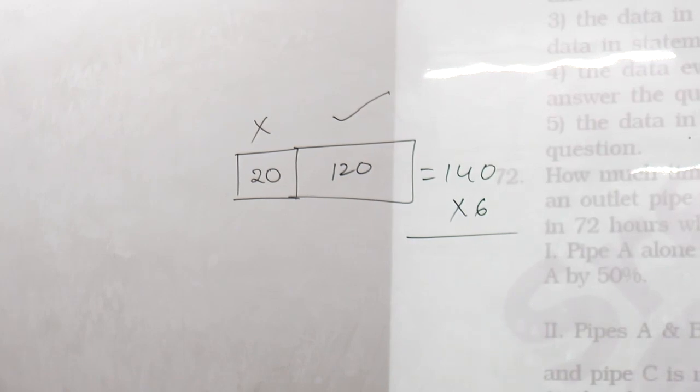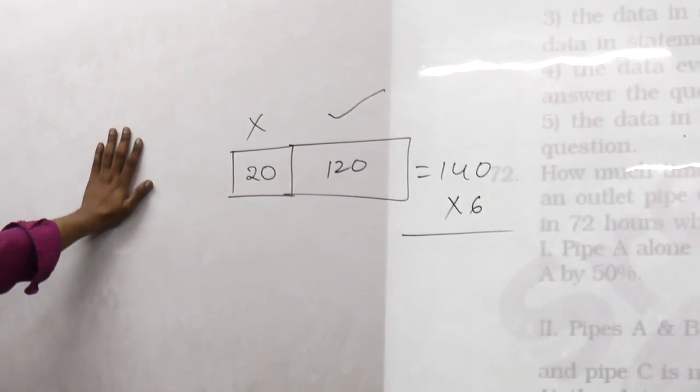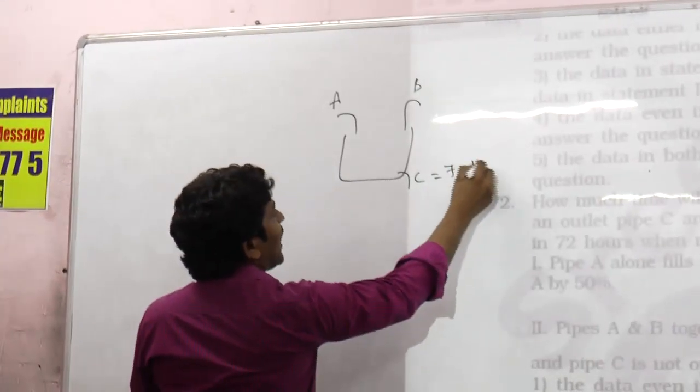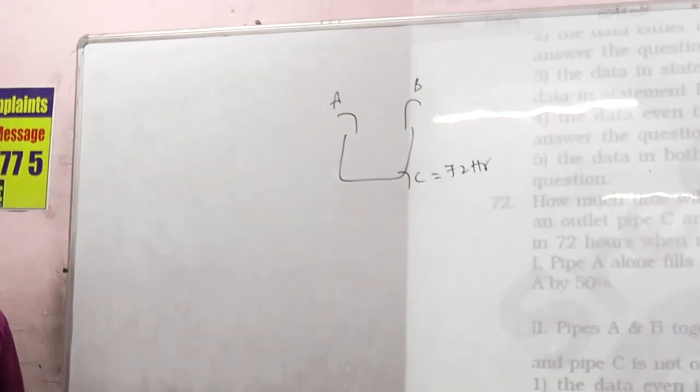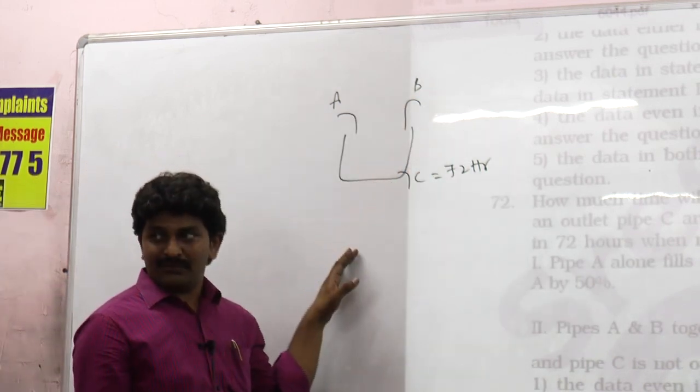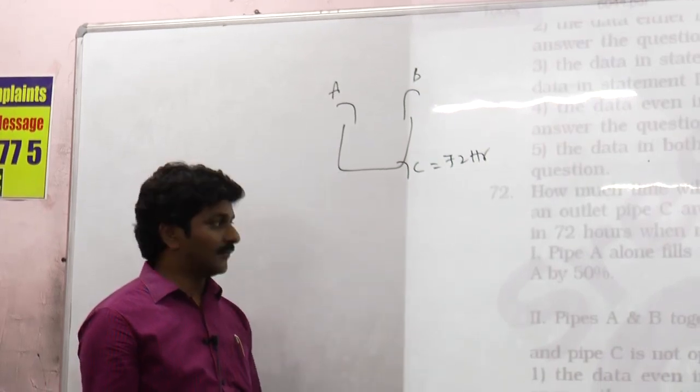72. How much time will it take to fill the tank completely if 2 inlets A and B and outlet C are opened simultaneously? Pipe C empties the full tank in 72 hours when no inlet pipe is opened. We have 3 taps, 2 inlets A and B, 1 outlet C, and you are given outlet takes 72 hours to empty the tank when there is no inlet. You are asked about how much time will they take when 3 taps are open to fill an empty tank. That's what your question is.